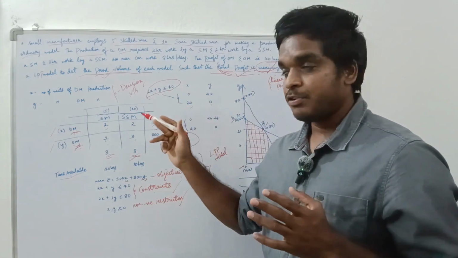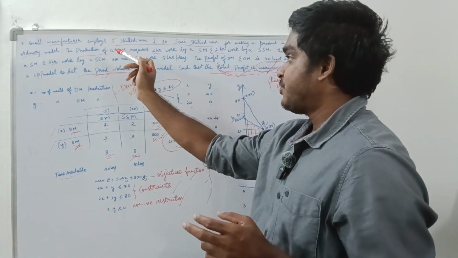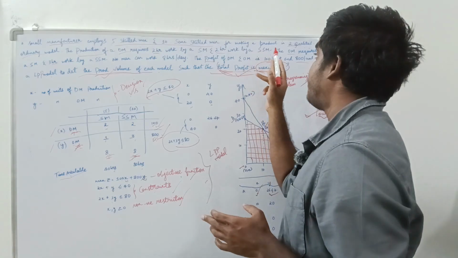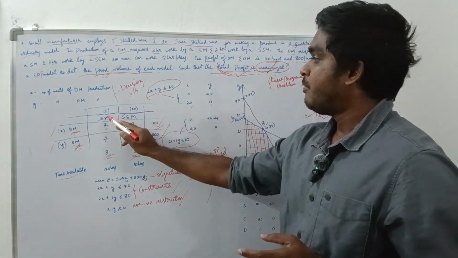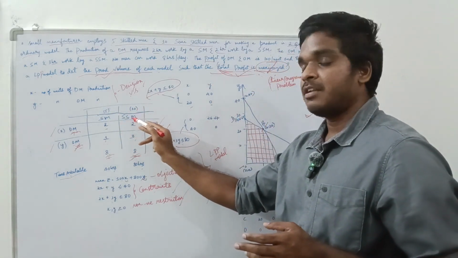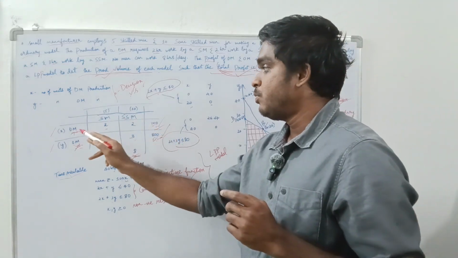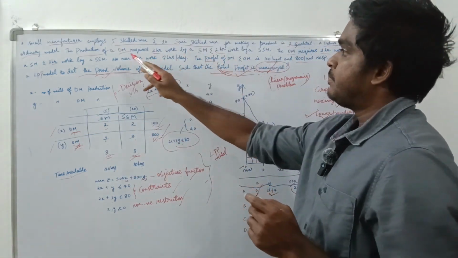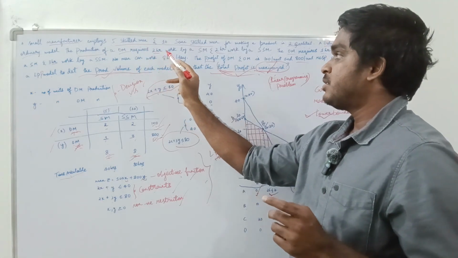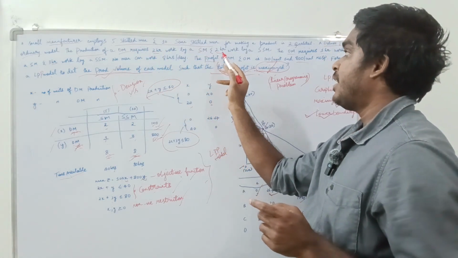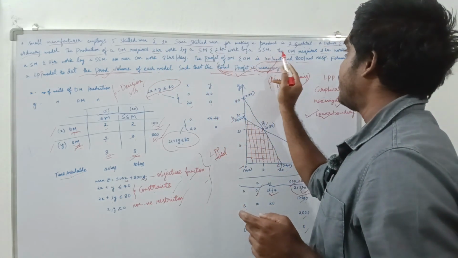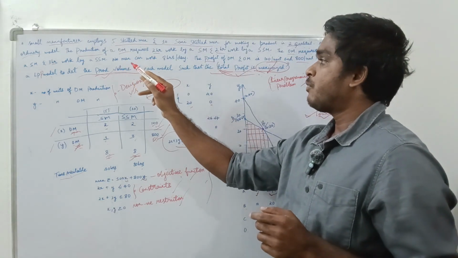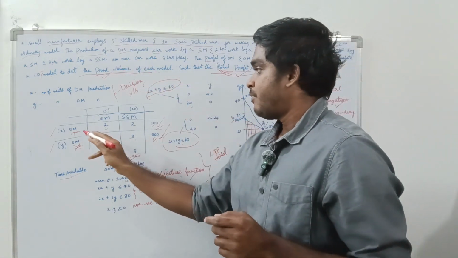Now, we'll read the question. A small manufacturer employs 5 skilled men and 10 semi-skilled men for making a product in two qualities, deluxe model and ordinary model. The production of a deluxe model requires 2-hour work by a skilled man and 2-hour work by a semi-skilled man. The ordinary model requires 1-hour work by a skilled man and 3-hour work by a semi-skilled man.